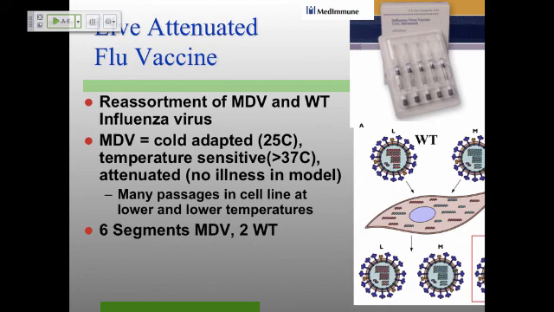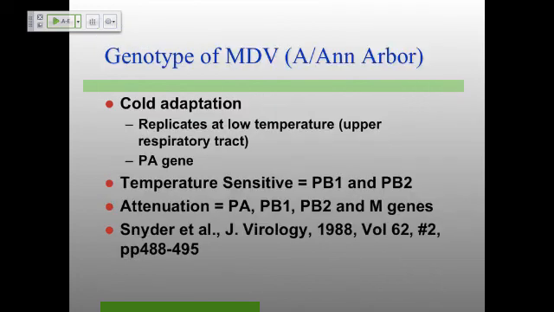Why? Because they're on the outside of the virion. What does your immune system recognize? What's on the outside of the virion? So everything but what's on the outside of the virion is this cold-adapted version, and what's on the outside is going to be your HA and NA. So we now know exactly what the genotype is.